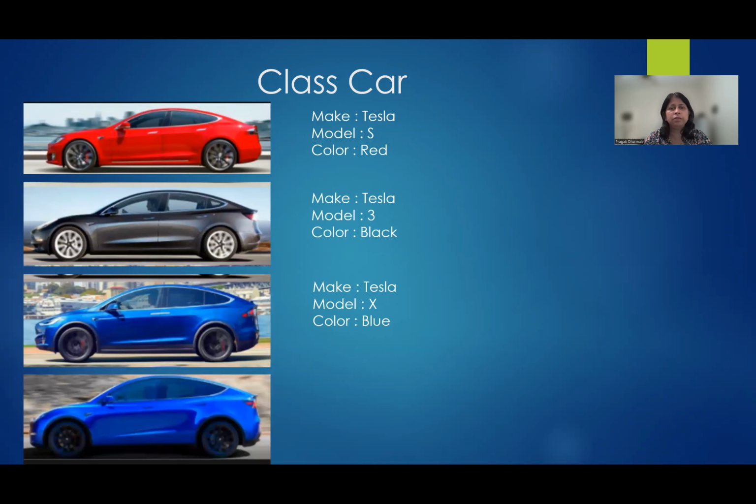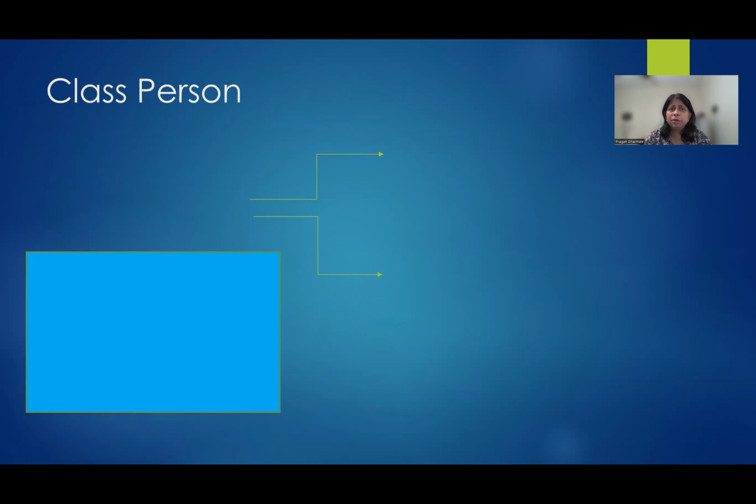So for example, let's say these are the objects of class car. It has a make, model, color, all the attributes, and then the methods. And again, start, brake, accelerate are the methods of this class. Similarly, if I make a class person, think what would be the attributes of a person? A person has a name, age, gender, city, address, phone, email, those are all the attributes of a person.